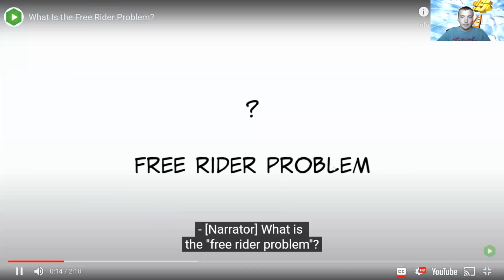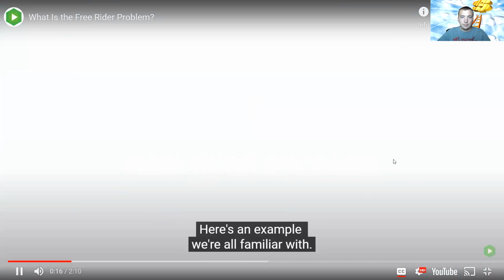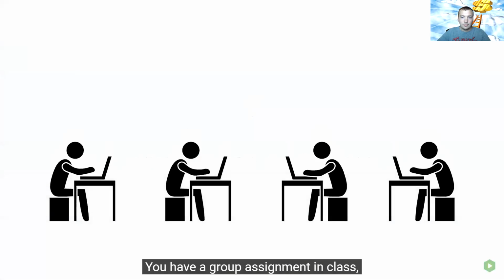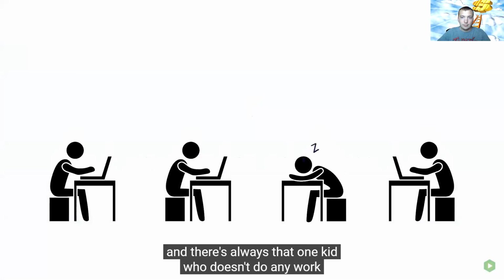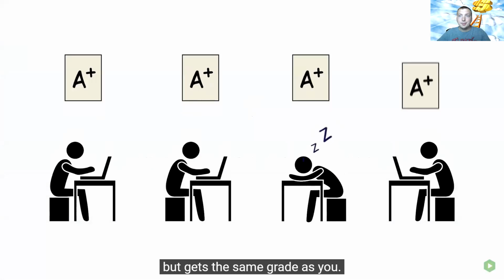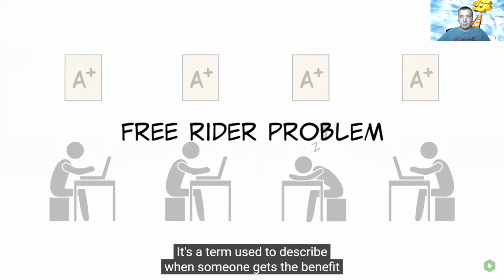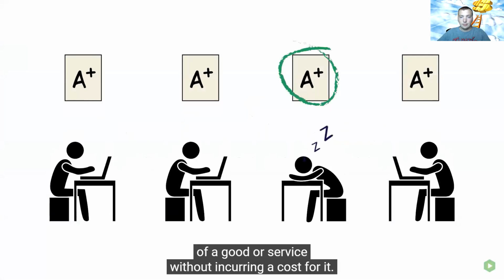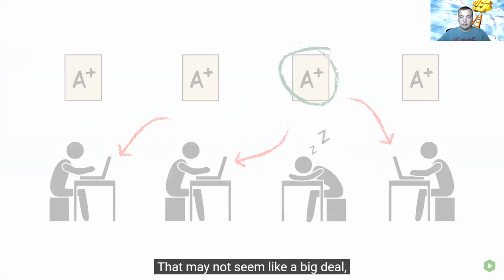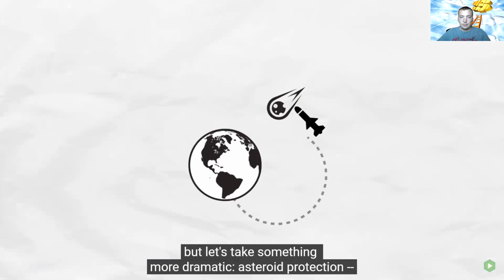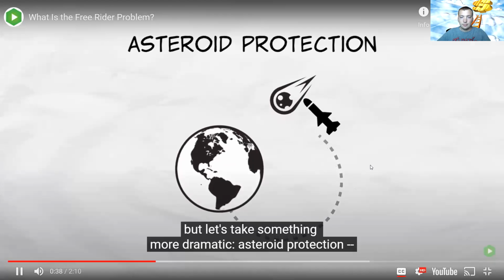What is the free rider problem? Here's an example we're all familiar with. You have a group assignment in class, and there's always that one kid who doesn't do any work but gets the same grade as you. That's a free rider problem. It's a term used to describe when someone gets the benefit of a good or service without incurring a cost for it. That may not seem like a big deal, but let's take something more dramatic: asteroid protection.